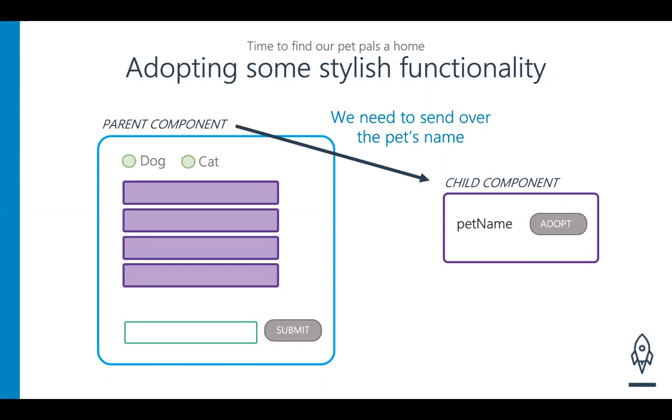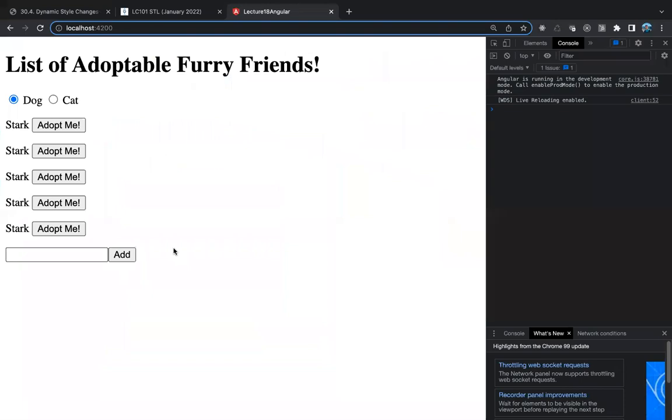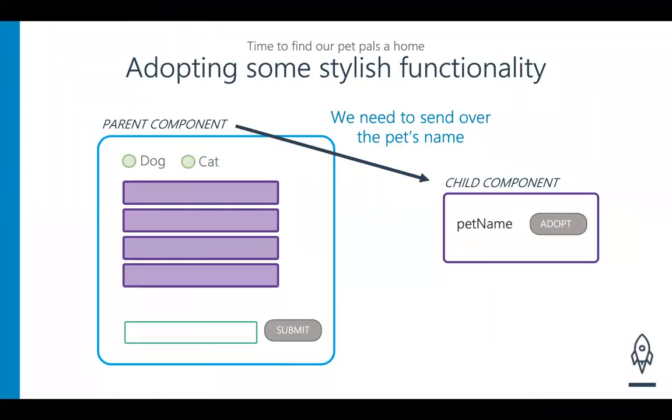We need to be able to send over our pet's name so it actually renders in this component. Because if you remember, right now it's only Stark being shown on our application. We don't always want it to be Stark, even though I'm very biased towards it. We want the individual pet's name. So that being the case, how do we do this?